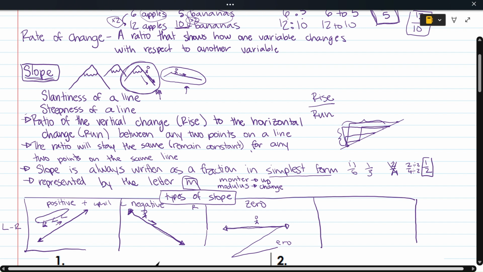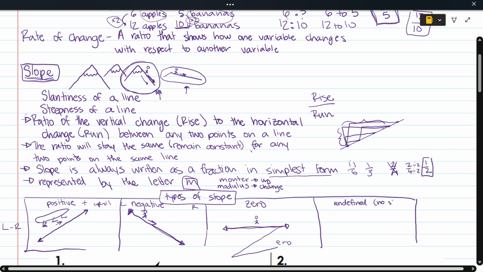But first I like to think of it that we are just walking on flat ground. We're able to walk. We are not stressing. We're not going up a hill. We're not going down a hill. We're not hurting our knees. We are just walking. And then finally, we have undefined slope.